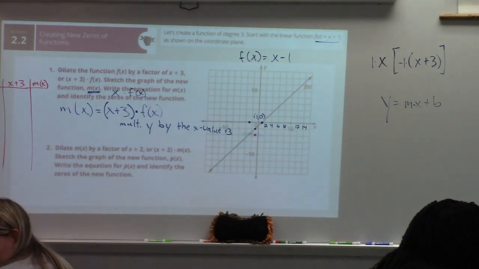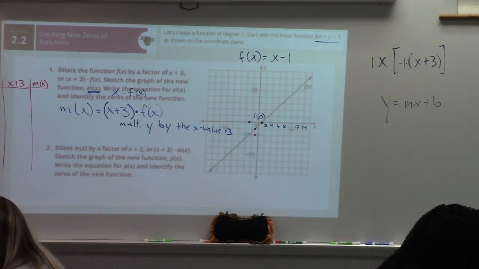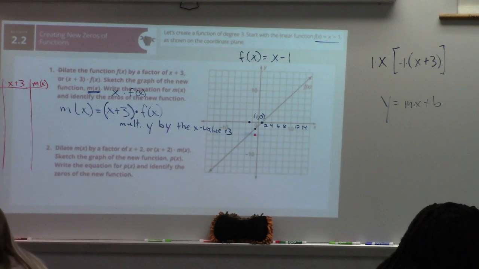So when your input's negative 5, what's my output? I erased it because I completely ran out of room on my page, so I had to. So what are you gonna do to get m of x? It's the product, right? If your x is negative 5, what's negative 5? Remember, right here, it was x plus 3 times f of x. Here's your x plus 3 value, here's your f of x value.